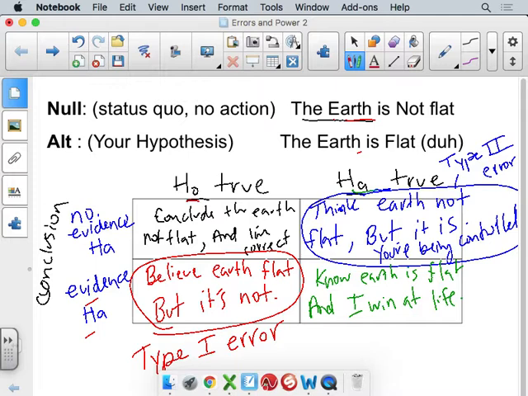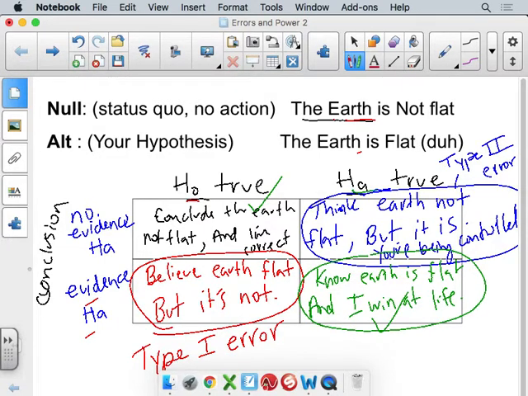That is the actual truth. So this is not a mistake. You're correct. Both of these are correct statements. This one is, you thought the Earth is not flat, and it's not. This one is, you think the Earth is flat, and it is. But this one has a special name.